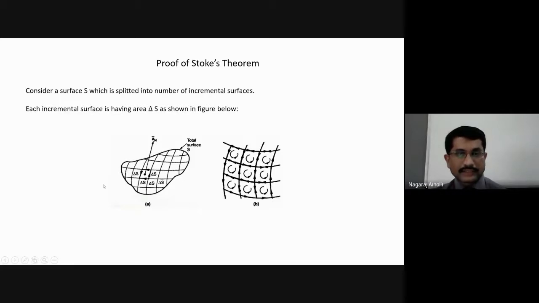Each incremental surface has the area of delta S, and the next figure that we are seeing is the curl, that is the rotating field. Once we analyze this, we'll come to know that the rotating field along the inner boundaries will cancel out each other because they are in opposite directions. As you can see here, this is in the downward direction, this is in the upward direction at this boundary. Then when we come to this boundary, it is downward and this is upward, so both will cancel out each other. What will remain is only the field along the boundary, along the outer surface. That we'll see next.